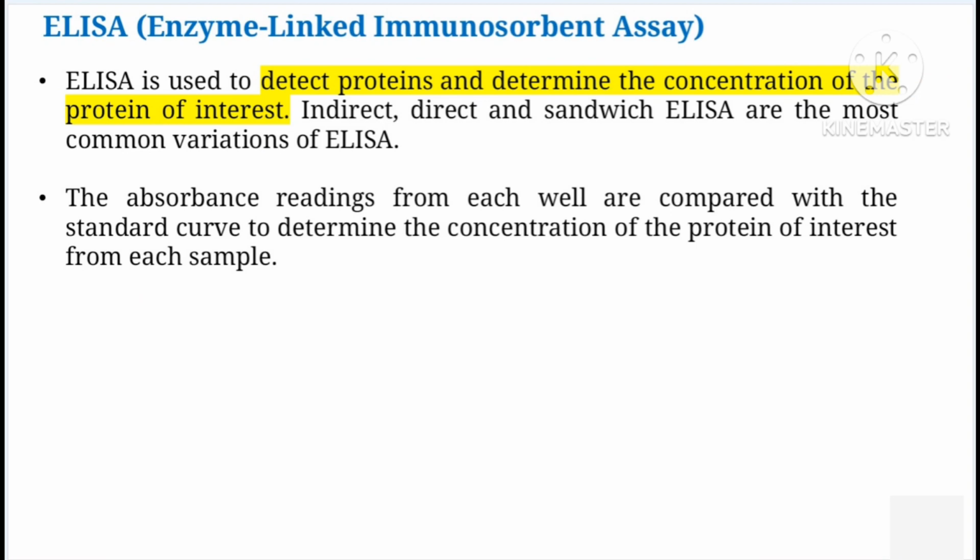ELISA, enzyme linked immunosorbent assay. ELISA is used to detect proteins and determine the concentration of the protein of interest. Indirect, direct, and sandwich ELISA are the most common variations of ELISA. The absorbance readings from each well are compared with the standard curve to determine the concentration of the protein of interest from each sample.